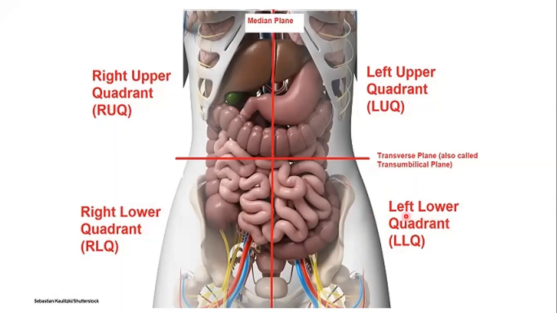Okay. Then let's discuss the left lower quadrant. In the left lower quadrant, as you can see, we have a portion of the small intestine, then a portion of the descending colon, then the sigmoid colon, and all these structures lie at the level of the left lower quadrant, right? So this was all regarding the four quadrant classification of the abdomen.